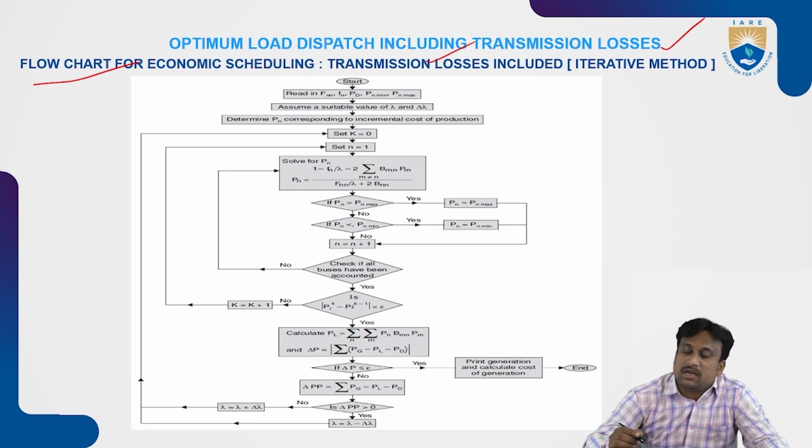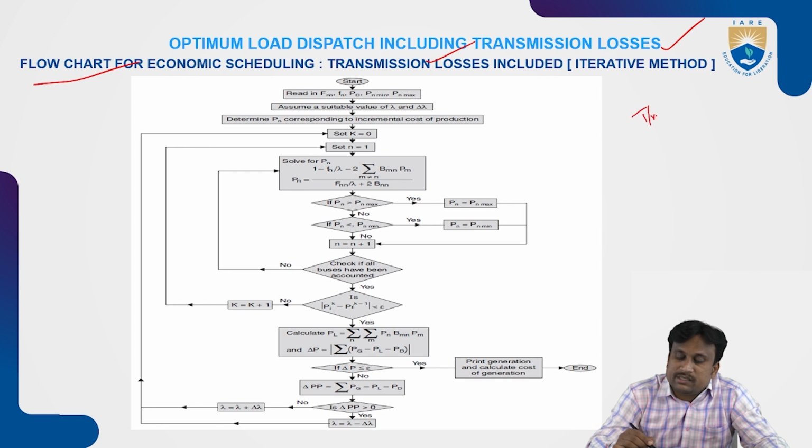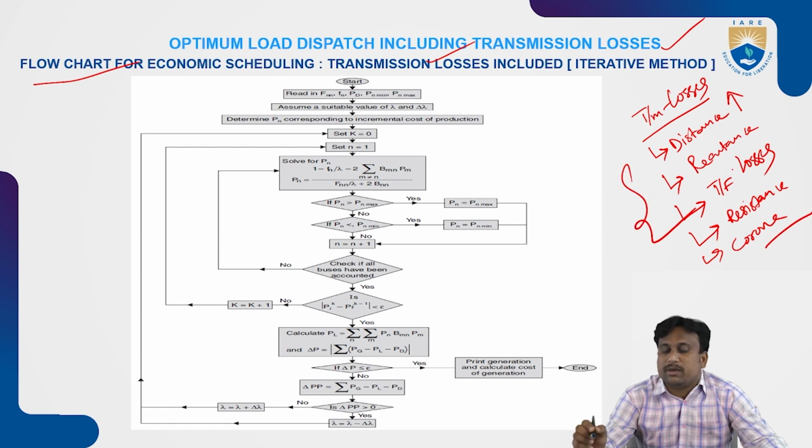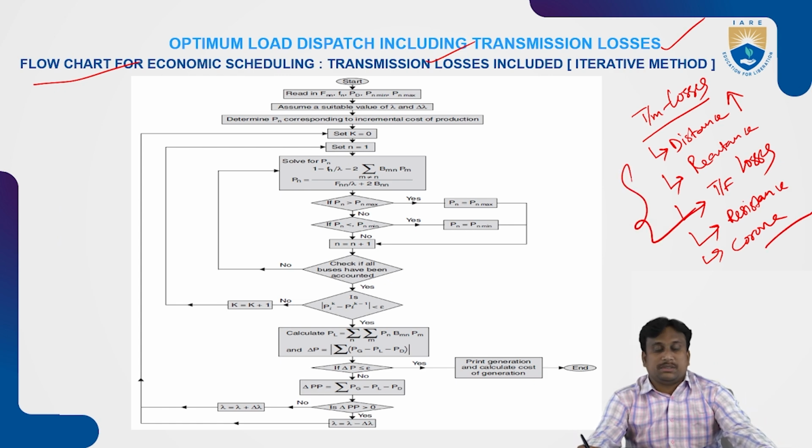So what are the transmission losses we expected? The basic transmission losses here are due to distance, which will be larger, and another case is the presence of reactance, and another case is due to transformer losses, and one more thing is that this is because of resistance, and also due to the presence of corona. So all these considerations make the transmission losses happen.